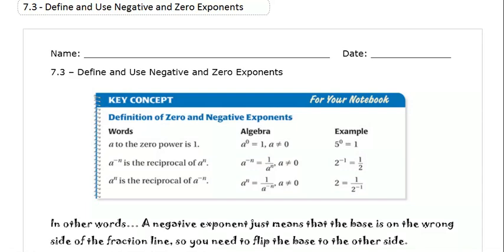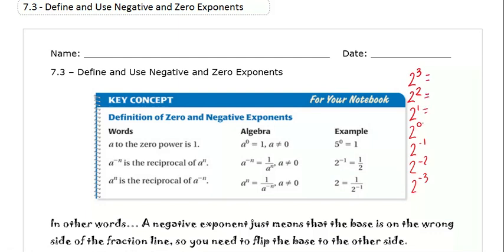This is the video for Lesson 7.3, Defining and Using Negative and Zero Exponents. Now this is kind of a strange concept, so to start off, I'm going to give a little example of what's going to happen here. I'm going to write down 2 to the third, 2 squared, 2 to the first, 2 to the power of 0. I'm going to go into a couple of the negatives here.